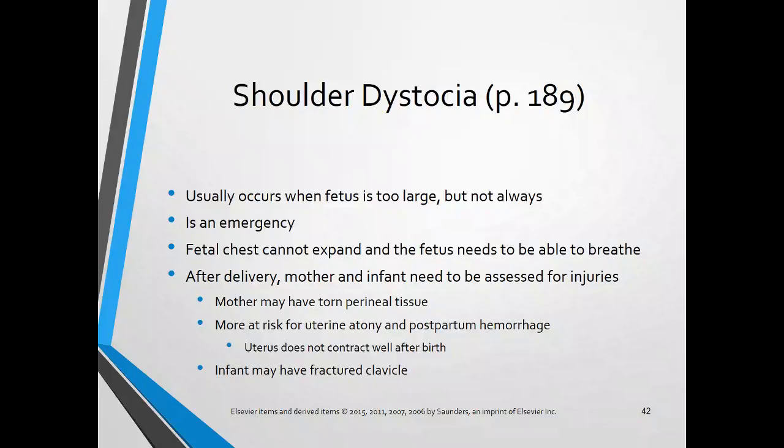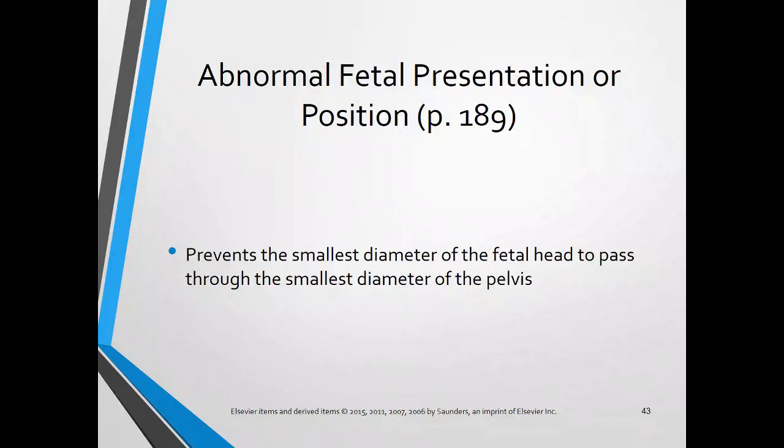This is considered an emergency. So it's that fetal chest cannot expand and the fetus needs to be able to breathe. So what this is, is when that head comes out but the shoulders are stuck. So they are at more risk for uterine atony and postpartum hemorrhage after this as well. And the infant may have a fractured clavicle, but they actually recover pretty quickly from that.